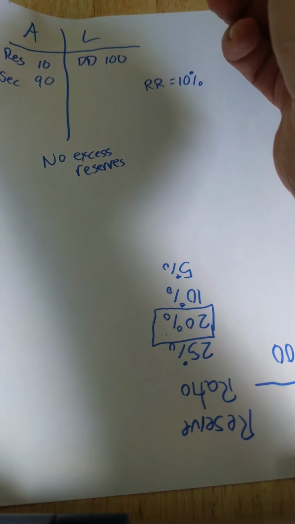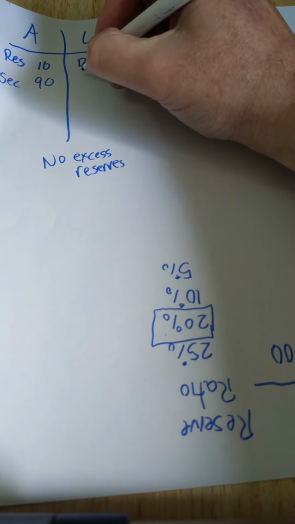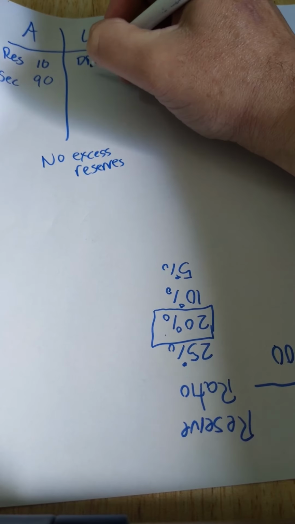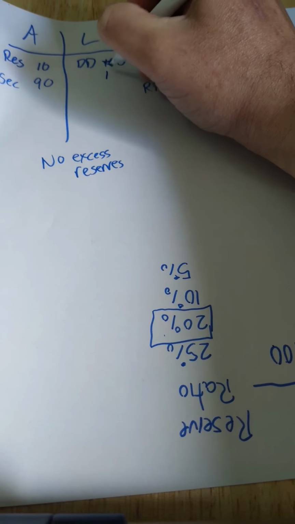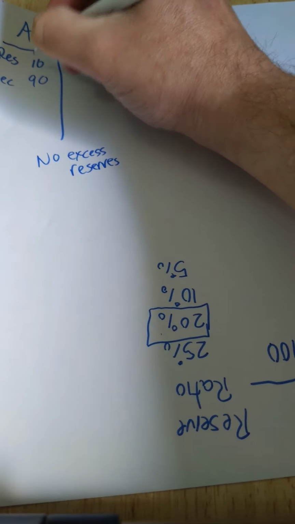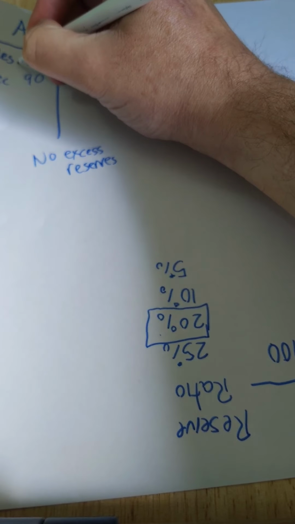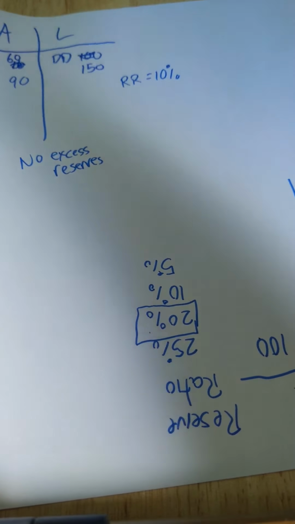If this bank got another, say, $50, so this becomes $150, and then this would become $60.